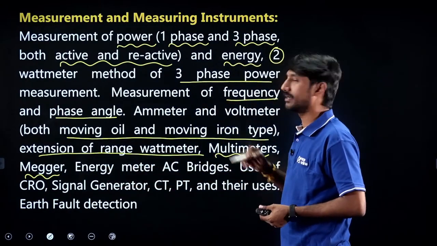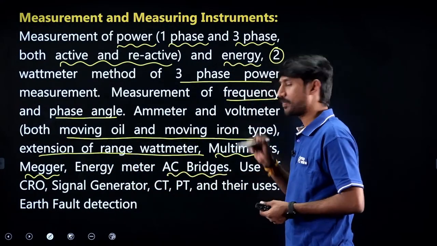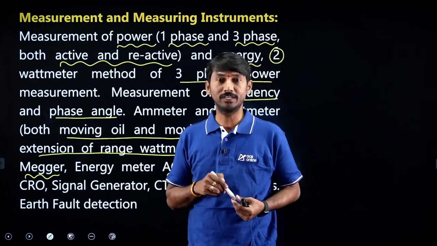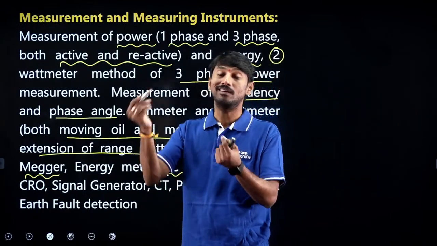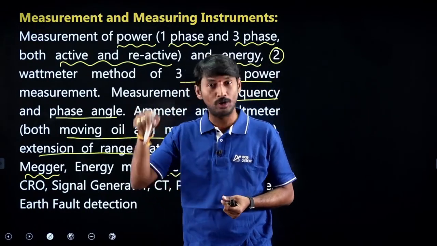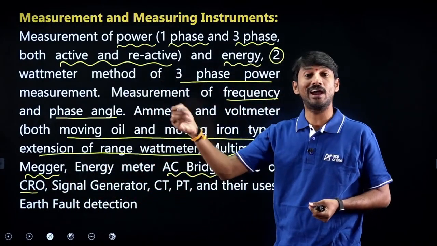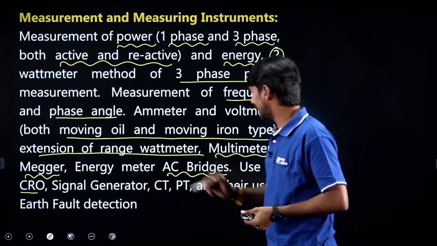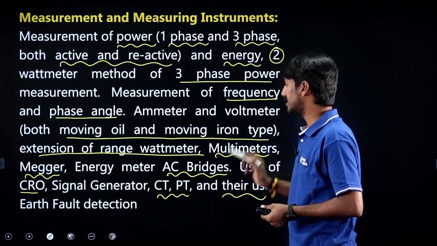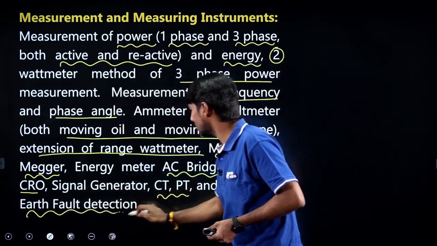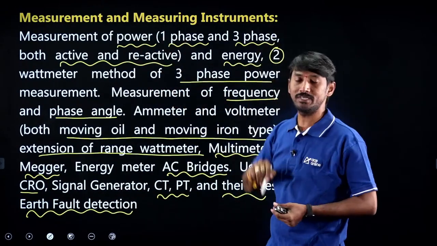Energy meter, AC bridges. Here for measurement of energy, he has mentioned energy meter. And bridges: DC bridges will be there, and AC bridges. Even though he mentioned AC bridges, actually the bridges topic means resistance measurement, and DC bridges will also be there. You have CRO, nothing but cathode ray oscilloscope. Signal generator, CTPT means instrument transformers, and earth fault detection. So this is the corresponding syllabus given in the measurement and measuring instruments subject.